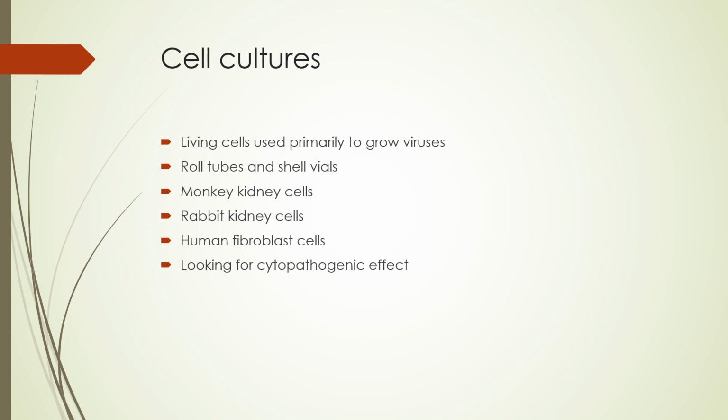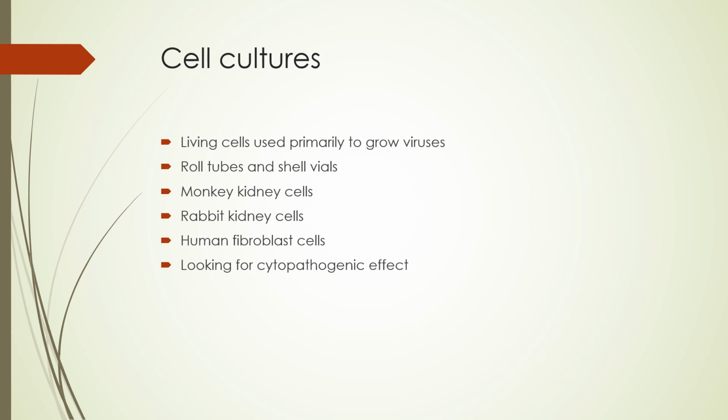We can use certain types of tubes to grow our viruses, and those are called roll tubes or shell vials. A roll tube is a long test tube that is rounded on the ends, and a shell vial looks like a tiny little vial that holds what looks like a contact lens. We can use all different types of living media, including monkey kidney cells, rabbit kidney cells, and human fibroblast cells. And anytime a virus has affected those cells, we can see what's known as cytopathogenic effect under the microscope.